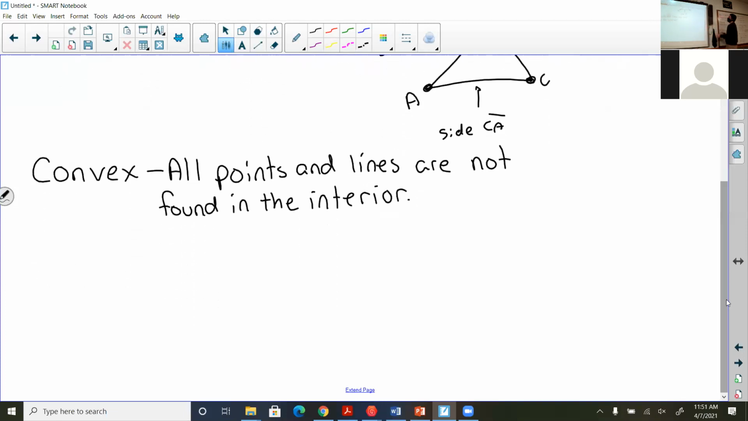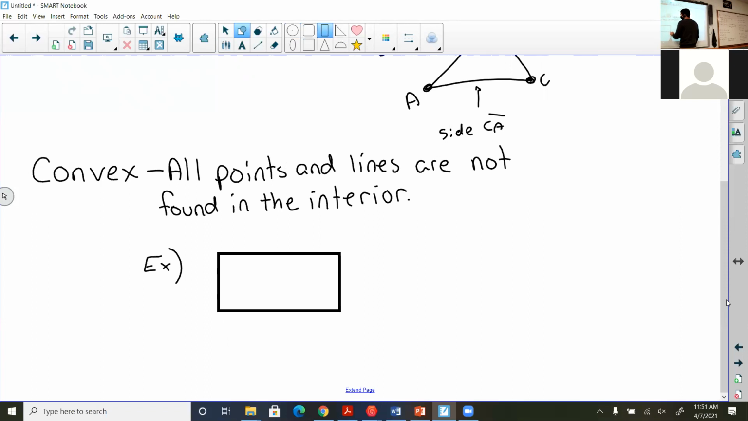All right, so convex, all points and lines are not found in the interior. So some examples of convex polygons. Interior. You know what? I don't know why I'm freehanding this. An irregular concave one, yeah.